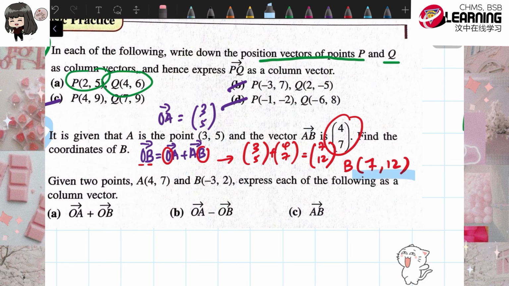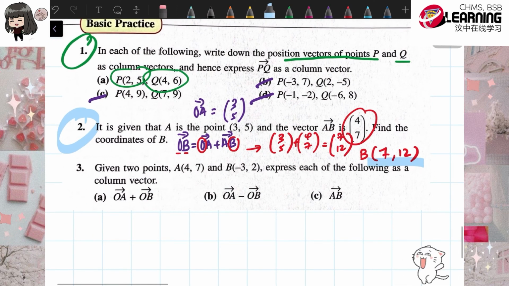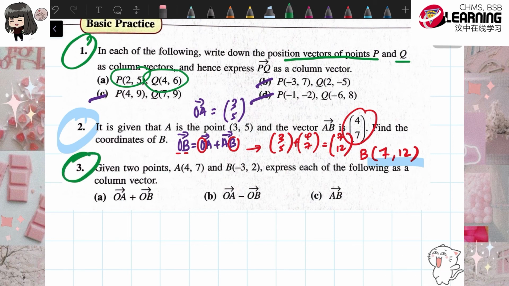Just like that. Okay, question 3, I think this one you can do. You try to do it by yourself.